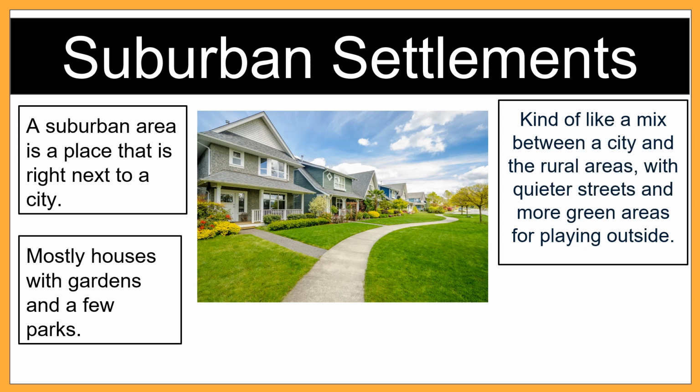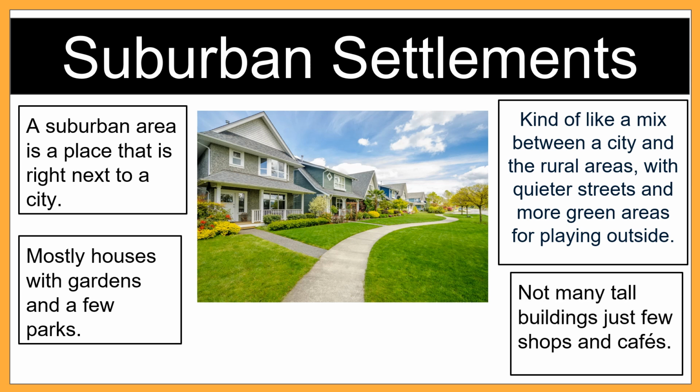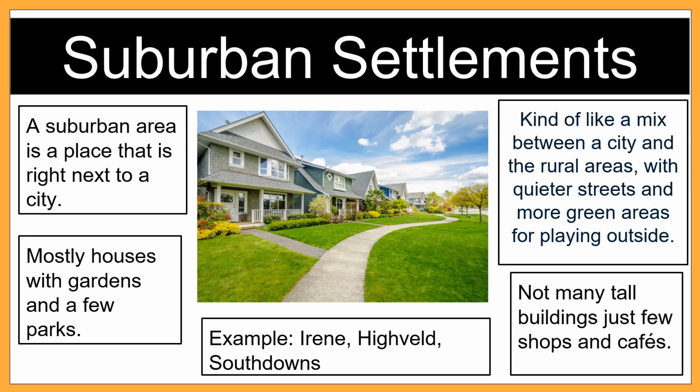So it's kind of like a mix between the city and the rural areas, just with quieter streets, but there is more green and kids can play outside, so there's a bit more space. There's not many tall buildings. There's normally just some shops and cafes, or coffee shops and small restaurants. An example would be Irene, Highveld, or South Downs.